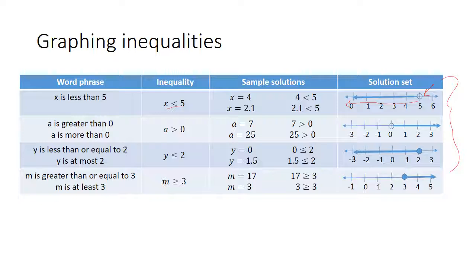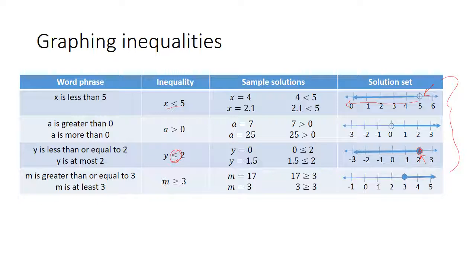If our a is greater than 0, it is not a greater than or equal to, so it is an open circle and it's anything bigger than 0. If our y is less than or equal to 2, now you see we have a solid dot. If you have an equal sign underneath, you want to have a solid dot. And then it's going to be going that way towards the negative numbers. Your m is greater than or equal to 3. It's going to be a solid dot, and it's going to be moving towards the larger numbers.